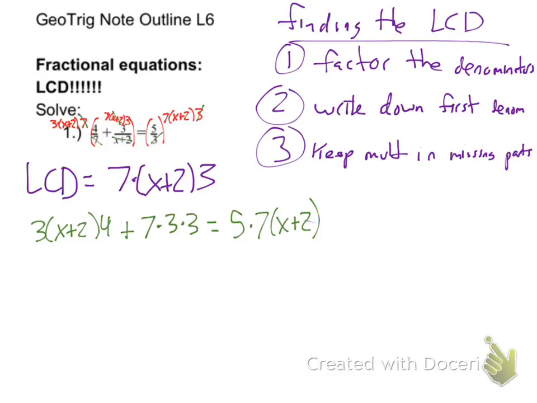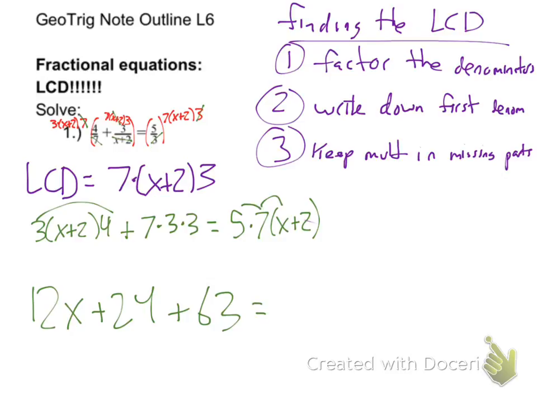So, now what I'll have to do is multiply. By chance, what is 3 times 4? 12. And 12 times x? And 12 times 2? 24. What's 7 times 3? Times 3. So plus 63. 5 times 7? Times x. And then it times it by 2.